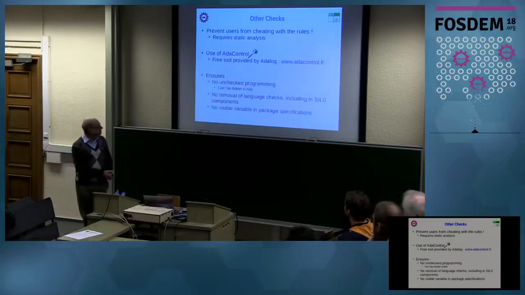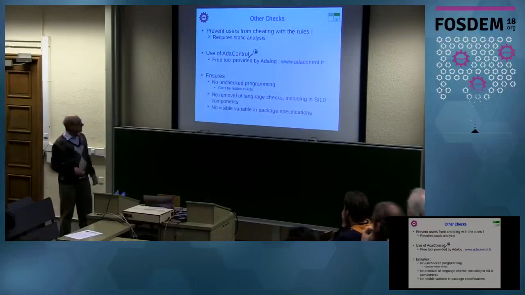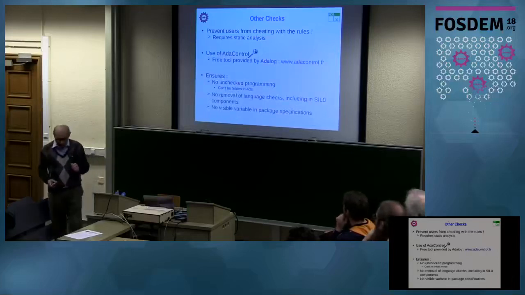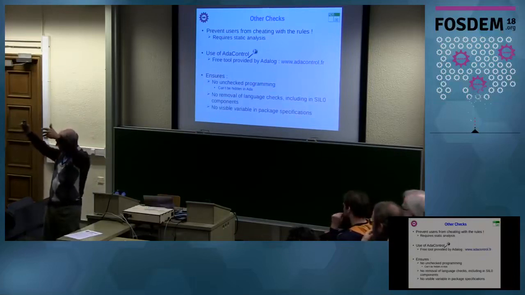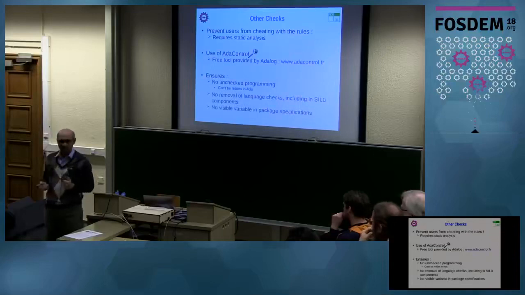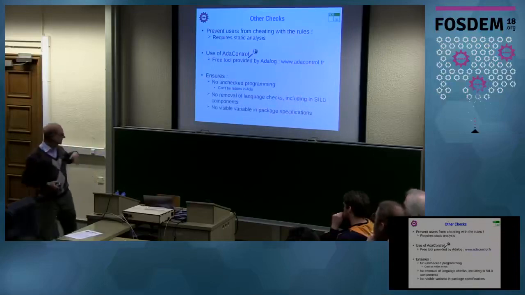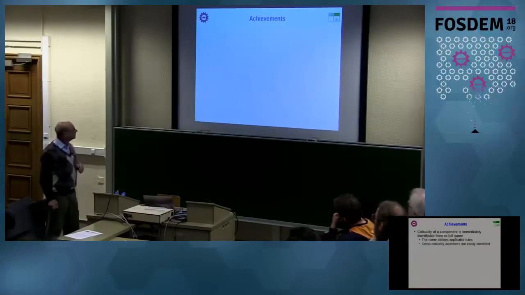And so it was sufficient to ensure that there is no unchecked programming in the user's code, that no language checks were removed through options, and that also one thing that was not prevented by that structure, if people declared variables in the specification of public packages, then other units could access them without using the protections. So that was forbidden by programming rules, and that was checked by AdaControl. So in the end, what was achieved?